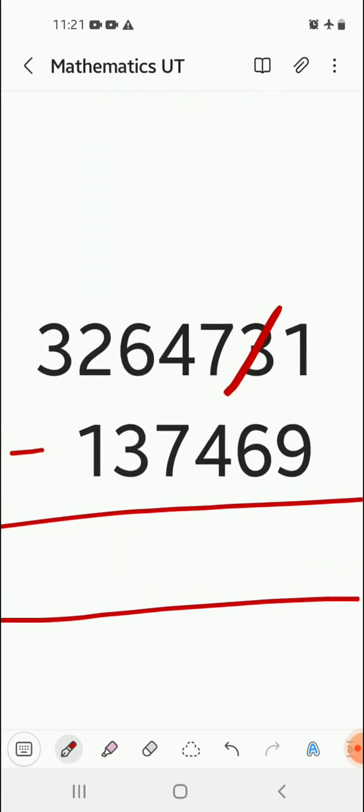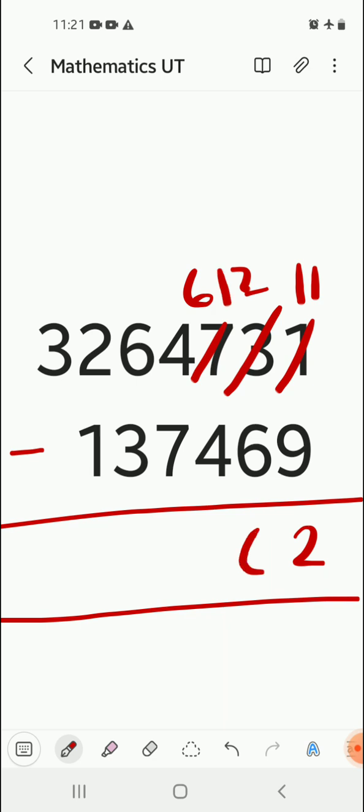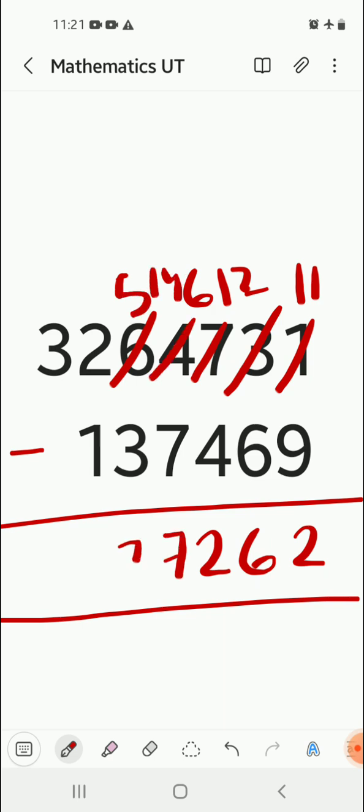This is not possible. So 3 becomes 2. This is 11. 11 minus 9 is 2. Again 7 becomes 6. This becomes 12. 12 minus 6 is 6. 6 minus 4 is 2. Again 6 becomes 5. This becomes 14. 14 minus 7 is 7. 5 minus 3 is 2. 2 minus 1 is 1, and then 3.